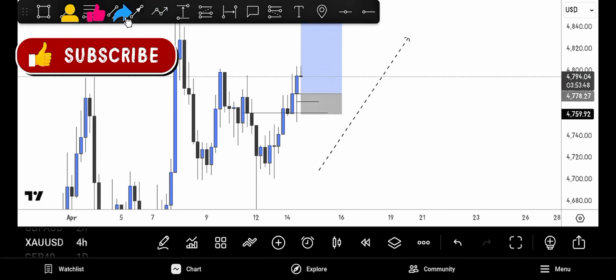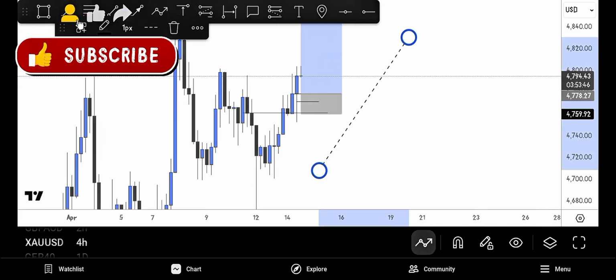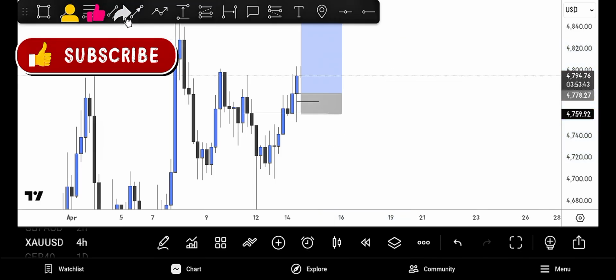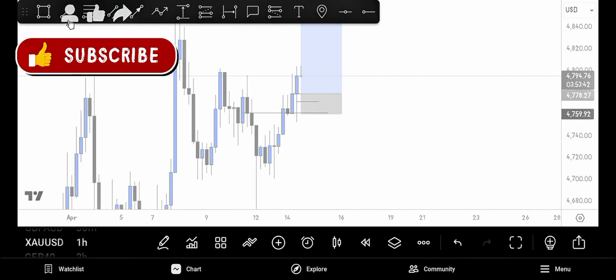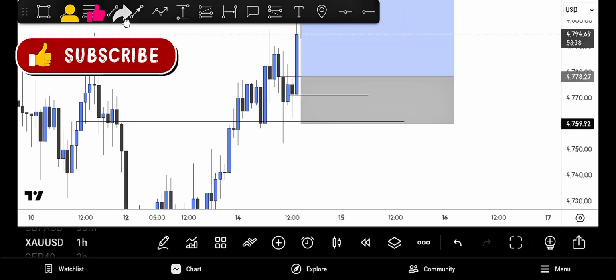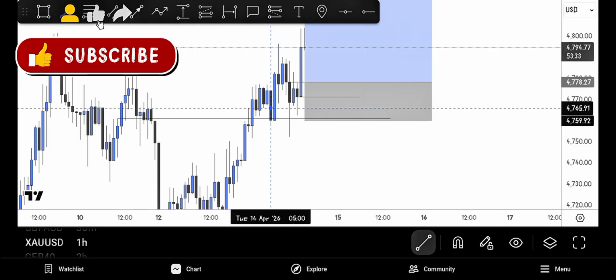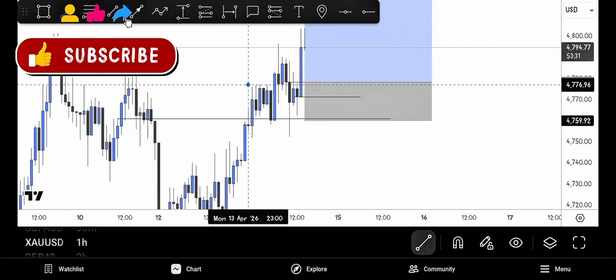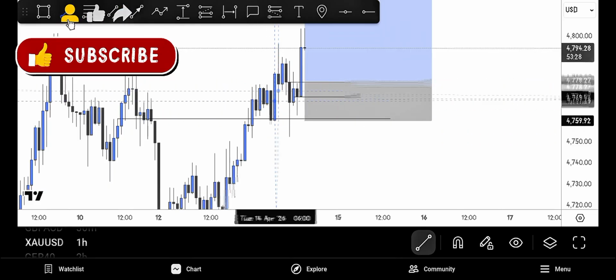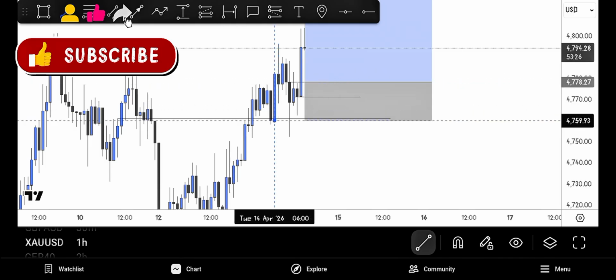So where I took this entry from, I went on the 1-hour time frame, and this is where I saw the entry. Now looking at this entry, you saw this was the highs, then price gave us the low, price went up again, highs, then price came down, taking liquidity from this low right there.